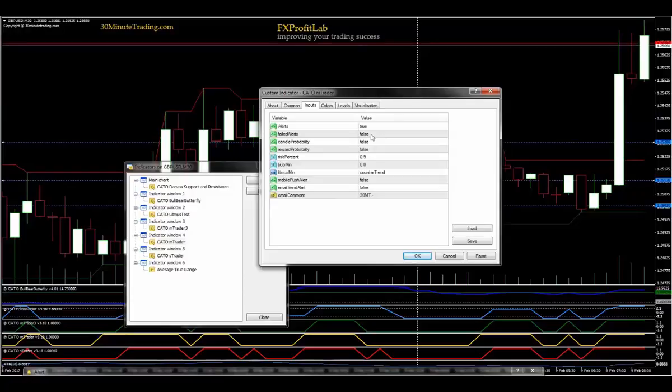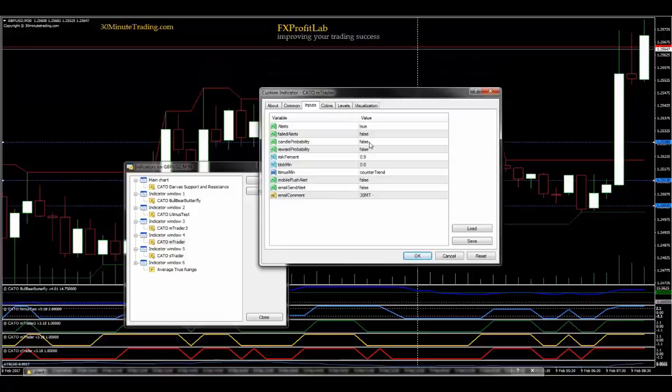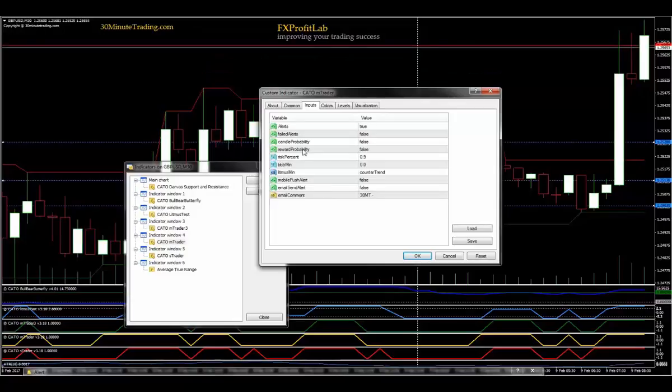Do I want the candle to be a high probability candle? I'm saying at the moment I don't mind. So that's false. But I could say I do mind, in which case that would be true. Do I want reward probability to be strong? And I've said I don't mind. I want to actually look at the alerts and make my own decisions.